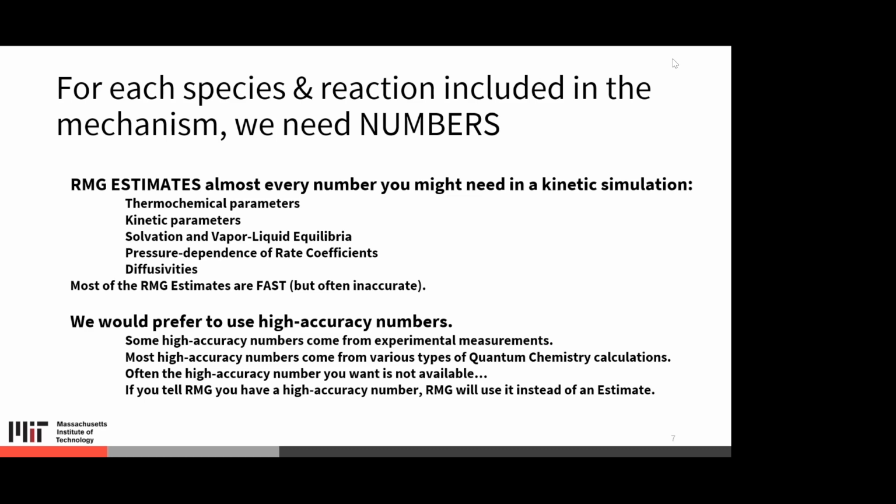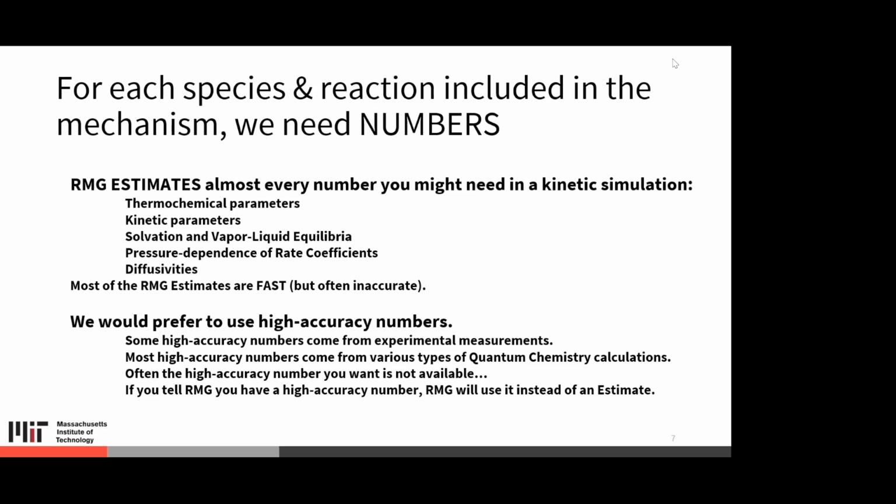The RMG estimates in general are really fast, so we can estimate 10,000 numbers, no problem. However, they're not guaranteed to be accurate. And of course, if you're making a model for a system you care about, you want all the numbers to be as accurate as possible. So you can get more accurate numbers from experiment, and that's one source of good numbers. It turns out that experiments are kind of tedious and slow, and sometimes it's hard to measure what you want to measure.